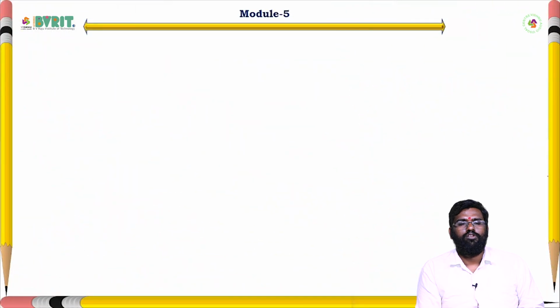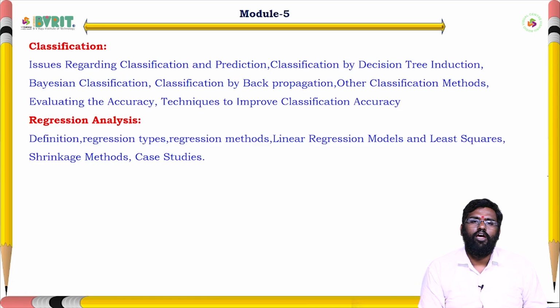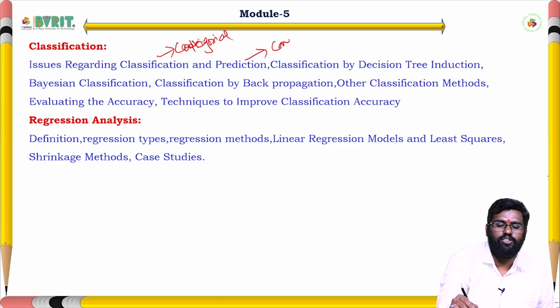Now, coming to the next module, module 5. In this we have two parts, classification and regression analysis. Actually, here it means classification and prediction. Classification contains only categorical values. Prediction contains continuous values.